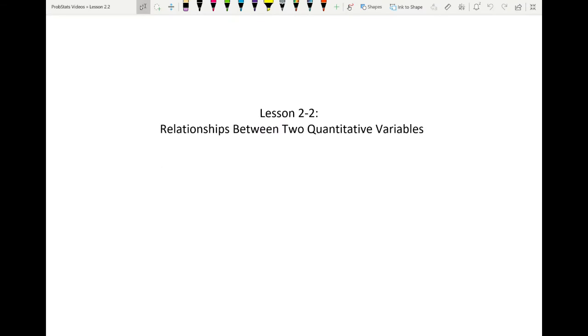Welcome class. So today we're going to be talking about lesson 2-2. We're talking about the relationship between two quantitative variables.